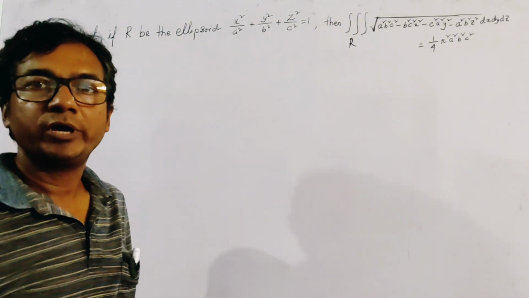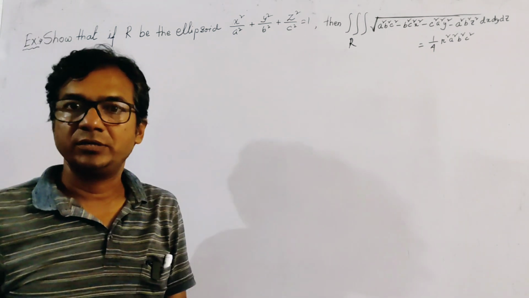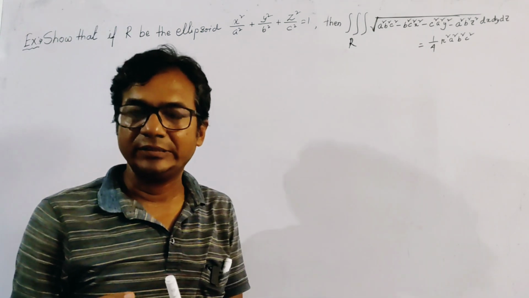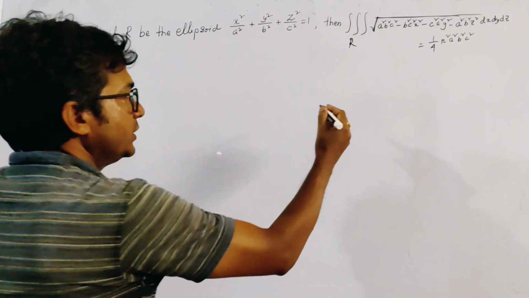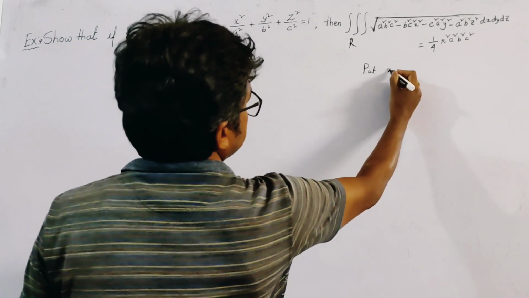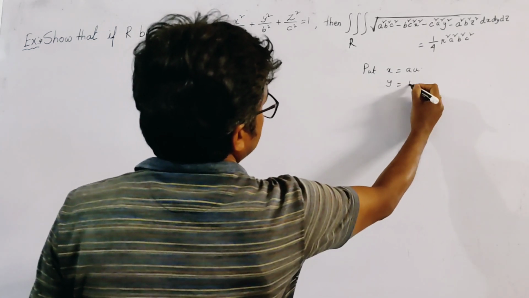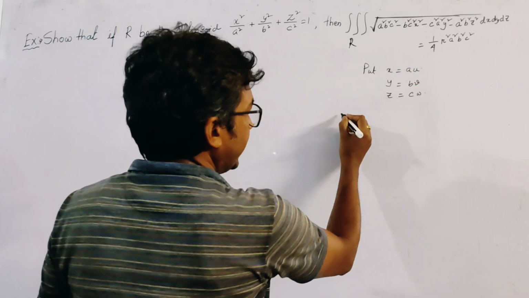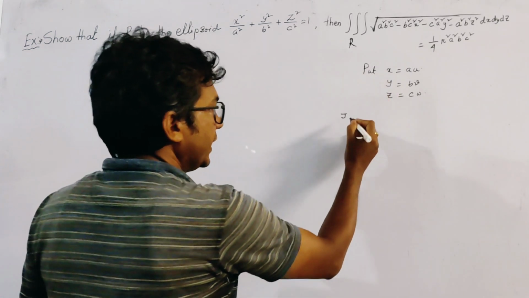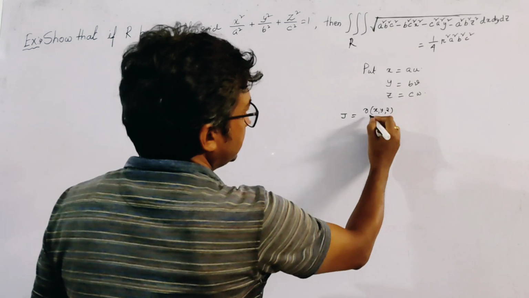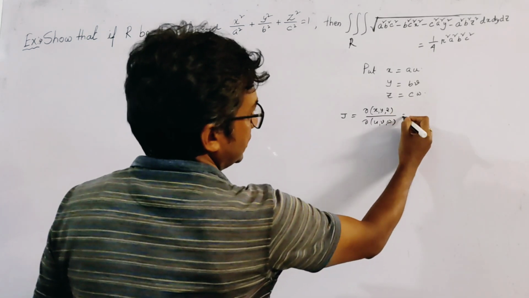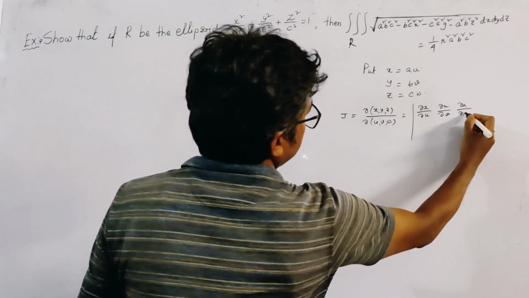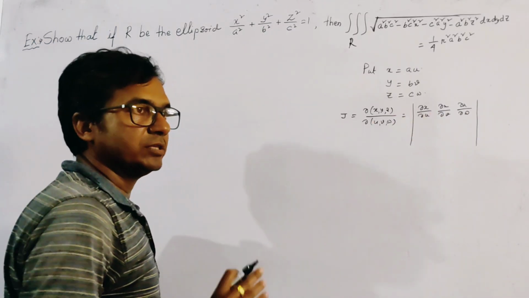This is the ellipsoid. This is the given region of the integration. We first transform the Cartesian coordinates x, y, z to other coordinates. We put x equal to au, y equal to bv, and z equal to cw. Then the Jacobian of this transformation is given by del of x, y, z by del of u, v, w, which is the determinant with del x by del u, del x by del v, del x by del w, and similarly the other two rows.